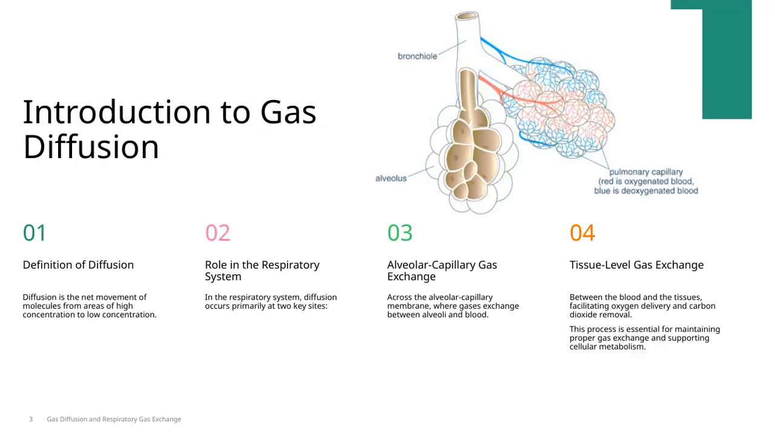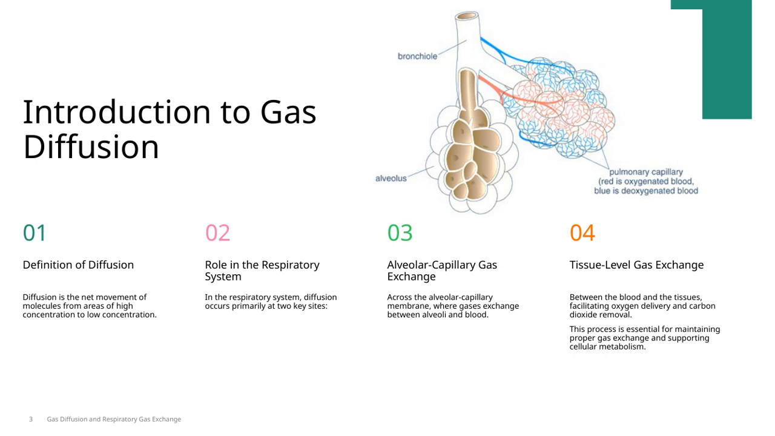Let's delve into the fascinating process of gas diffusion and how it plays a crucial role in our respiratory system. On this slide, we'll focus on the concept of diffusion itself and the key sites where it occurs in our lungs and tissues. First, diffusion is basically the net movement of molecules from an area of higher concentration to an area of lower concentration. Think of it as molecules naturally spreading out to balance things out. This process is fundamental to how gases like oxygen and carbon dioxide are exchanged in our bodies.